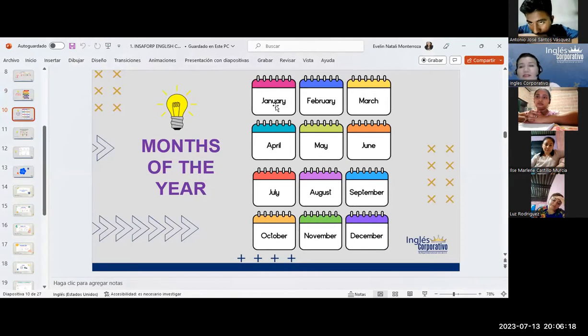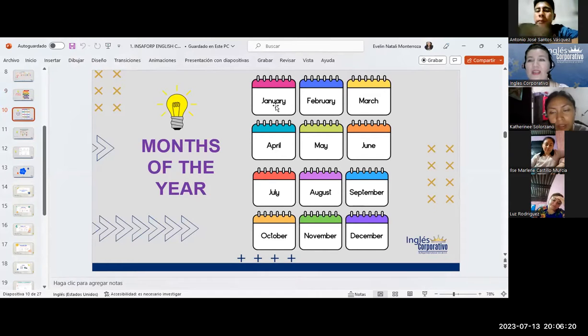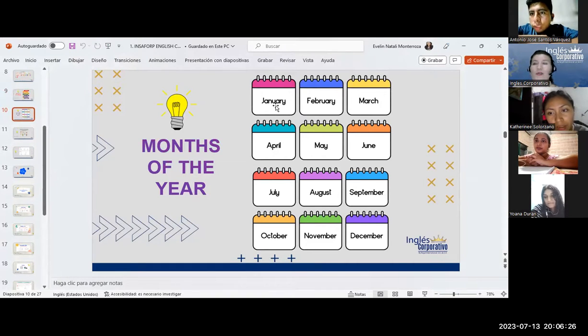Here we have, the first one is January. ¿Cuál es el error más común de todo el mundo? Decir, January. No, cada vez que dicen January se muere un diccionario. Ya, no maten los diccionarios, por favor. You say January.